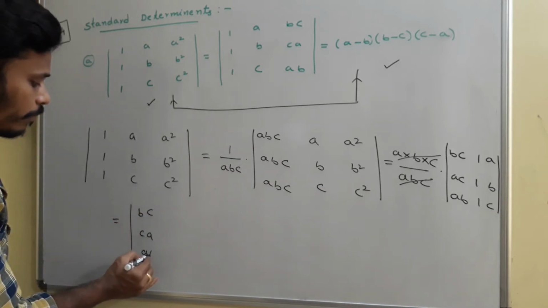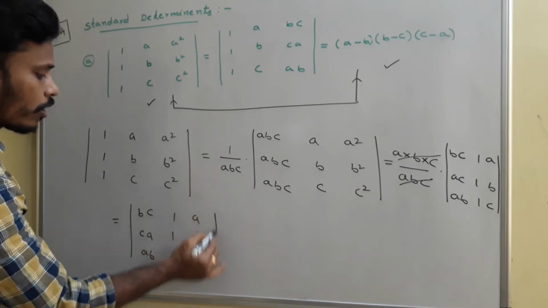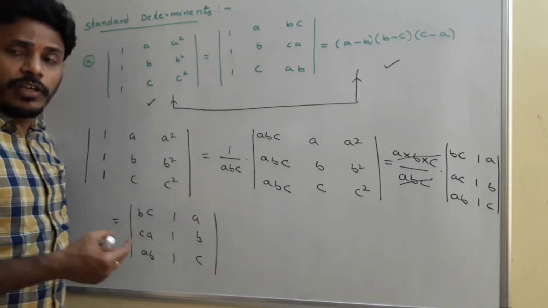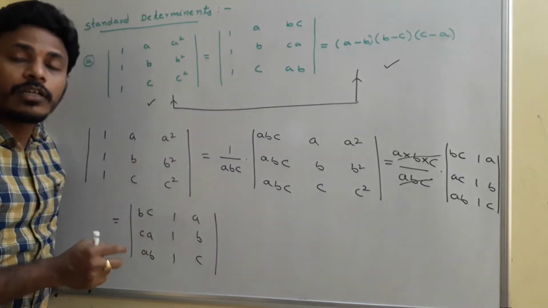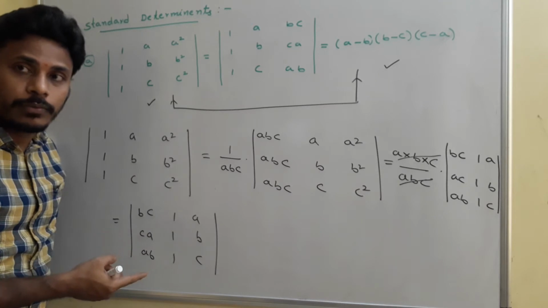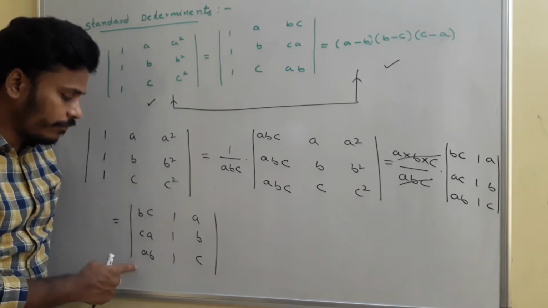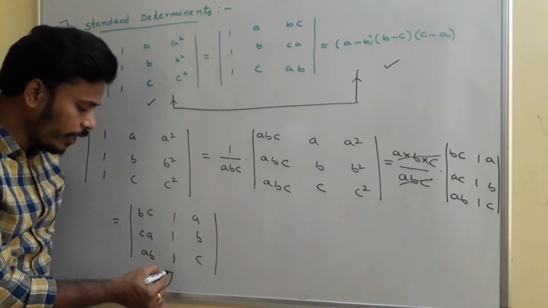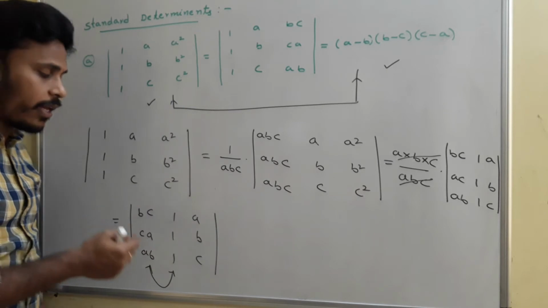CA, AB, 1, 1, 1 and then ABC. Now you just change the positions of columns to get the required determinant. So how can we change the positions of the columns? First you change the second column and the first column. Just try to interchange these two. If you interchange any two columns, you get a minus sign.